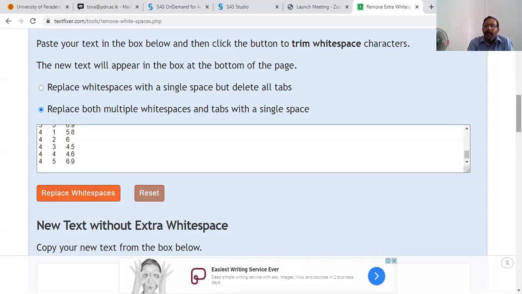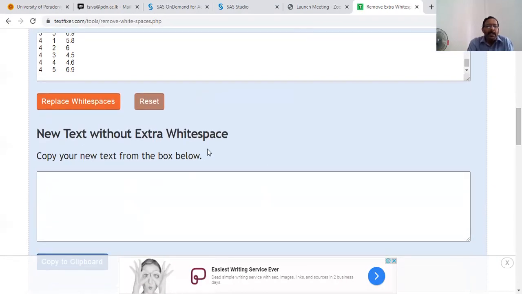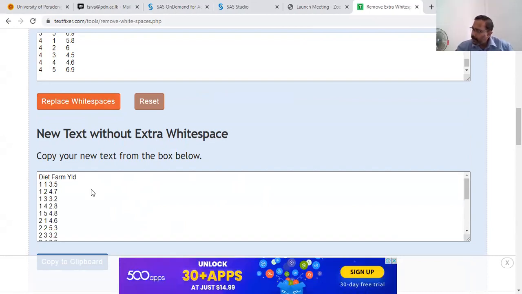Normally, before clicking that, the second box is empty. You see, we have entered the data here, and this is empty. Now I'm going to click this box. Once you click, you will get a new set of data. The same data has been placed there, but now it has been corrected for the spaces. Now it is compatible with SAS.